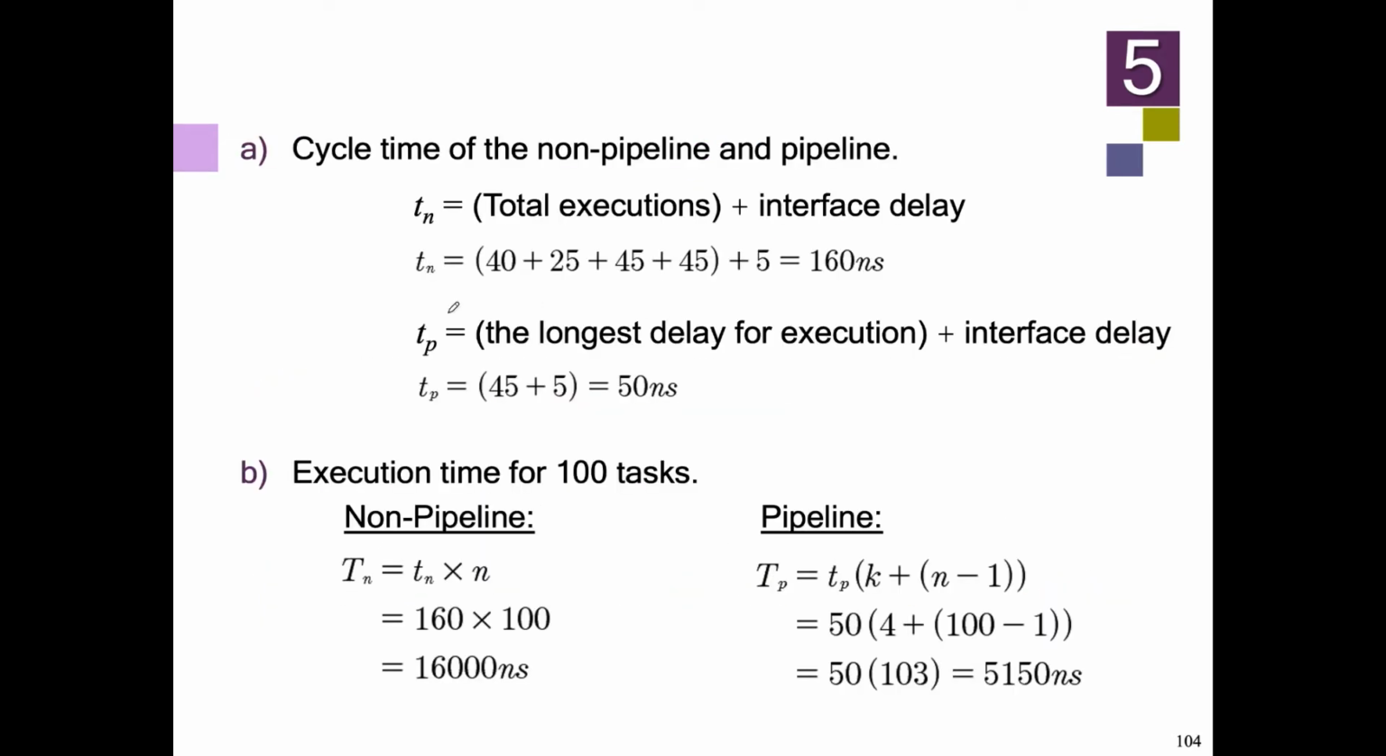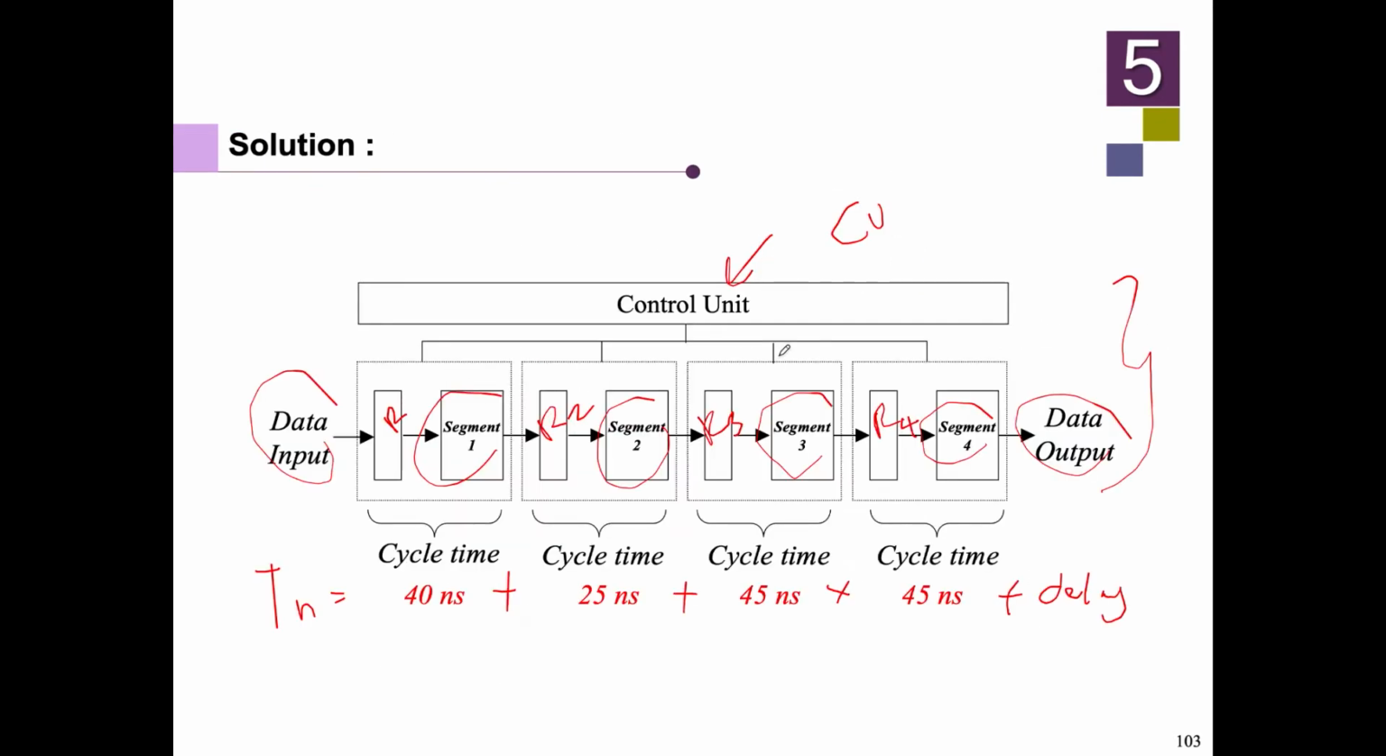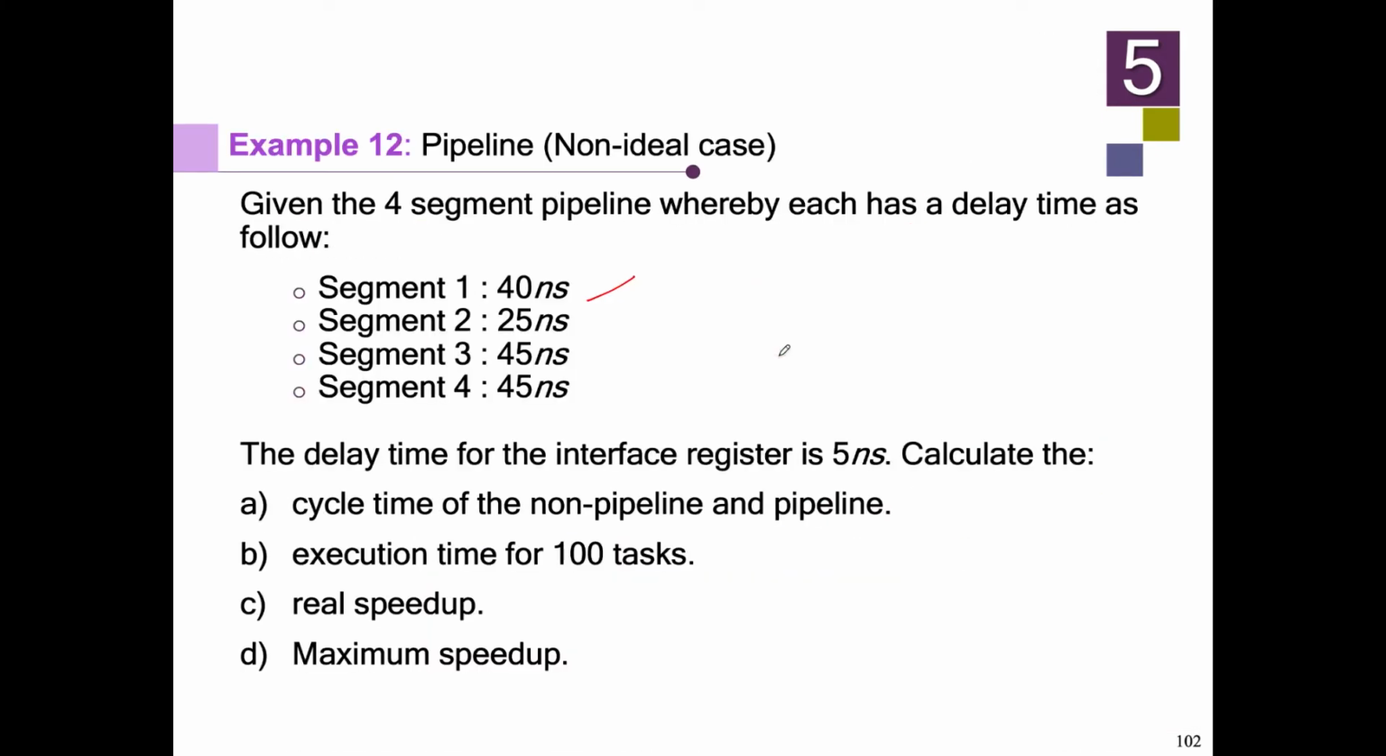Next, you're going to see there are several other questions. So now over here we did the recap again. Cycle time of non-pipeline and pipeline. Non-pipeline is easy. You just add it all, and don't forget to add your delay. And this is the TN, which is time for non-pipeline. When you have pipeline, which is called TP, the longest delay for executions. Same goes for what I show.